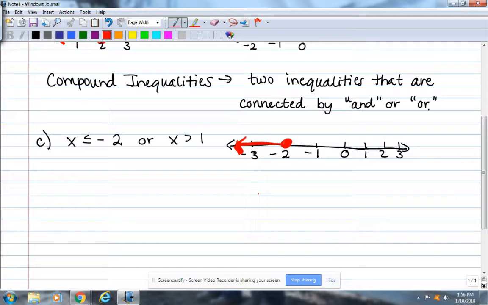So there's x is less than or equal to -2. And then on the same number line, we're going to graph x is greater than 1. So we go to 1, and this time do we use an open circle or a closed circle for 1? Open. And we shade which way for greater than? The right.